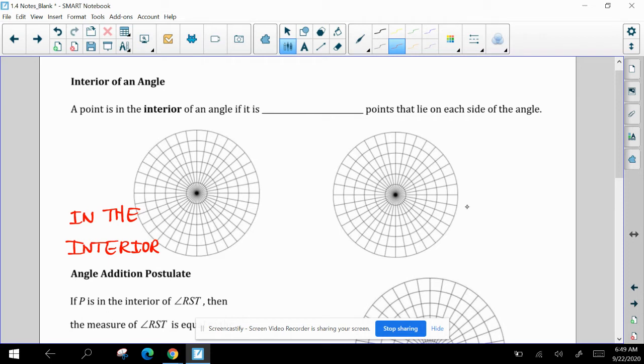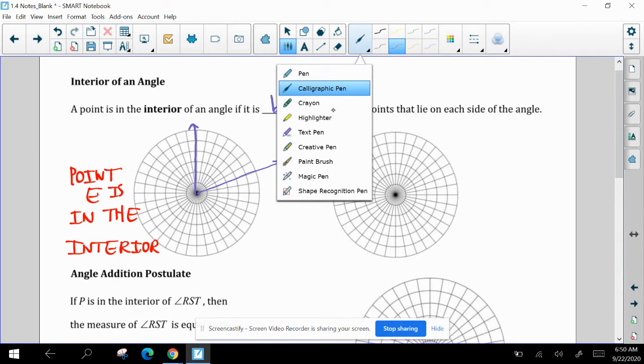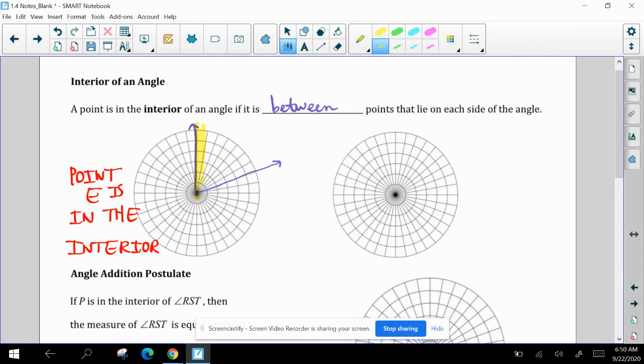And then this is going to be not. Okay. So I'm going to say point E. I'm going to draw a picture. So point E is in the interior. So what does that mean, right? So let's draw an angle. Doesn't matter which angle we're going to draw. And to be in the interior, you essentially have to be between the points that lie on each side of the angle. So, think about, you have this one ray, which is one side, this other ray, right? Think about all of the points in between.